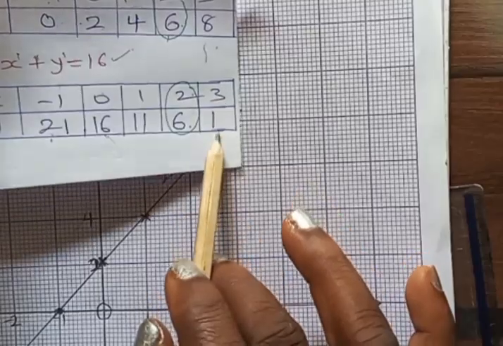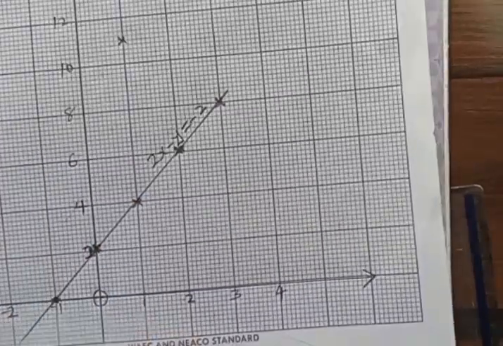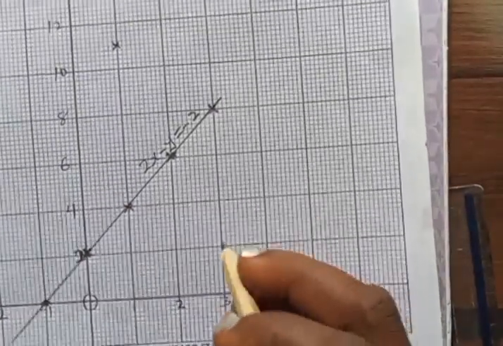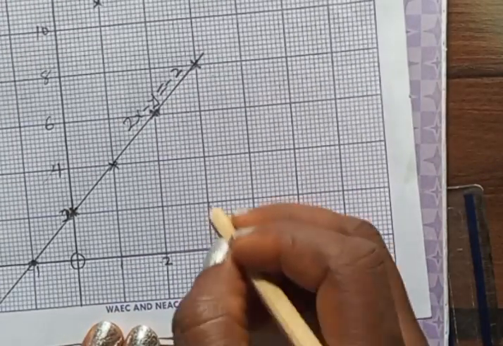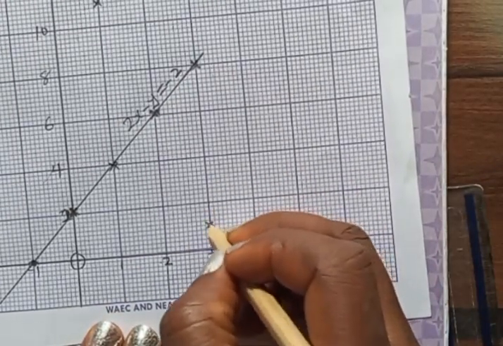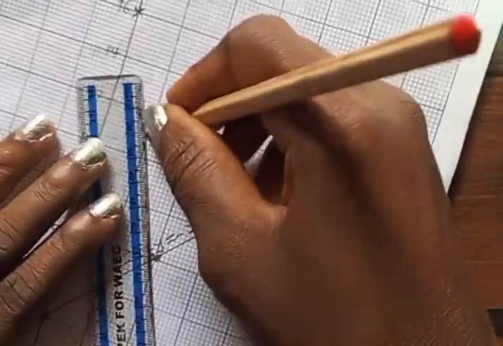Then the last one, we have 3, 1. X is 3, y is 1. So we trace 3 to 1 here, in between 0 and 1. This is it. Then we draw the line together, a straight line.